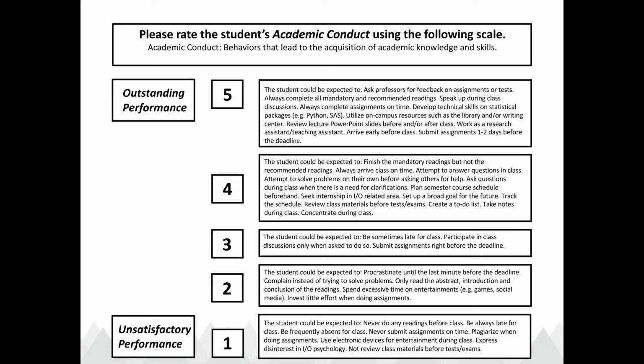Now, these are the final CIs for one of our categories, academic conduct. As you can see, there are many CIs, too many to list, actually. So I'm just going to give you the highlights. On the low end, 1, we have CIs that reflect poor academic conduct, such as never submits assignments on time, plagiarizes when doing assignments. And on the high end, 5, we have things like always completes assignments on time and utilizes on-campus resources such as the library or writing center.